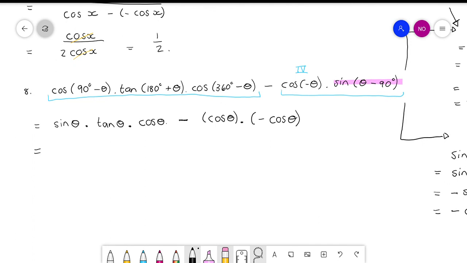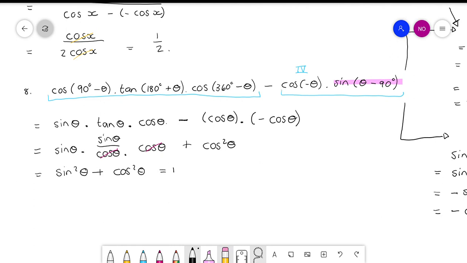Okay. I'm going to say that's sine theta. You agree that I can write it as sine theta over cos theta times cos theta. And here a minus times a minus is a plus, and that is cos squared. Good. Then this one can cancel out that one. So I'm just left with sine times sine, which is equal to 1.